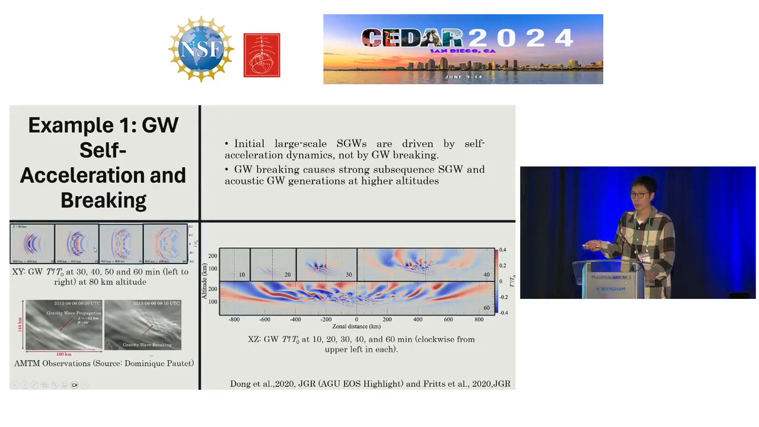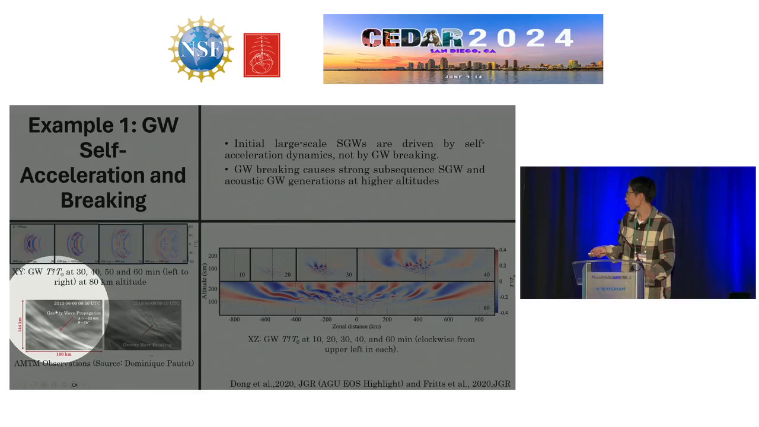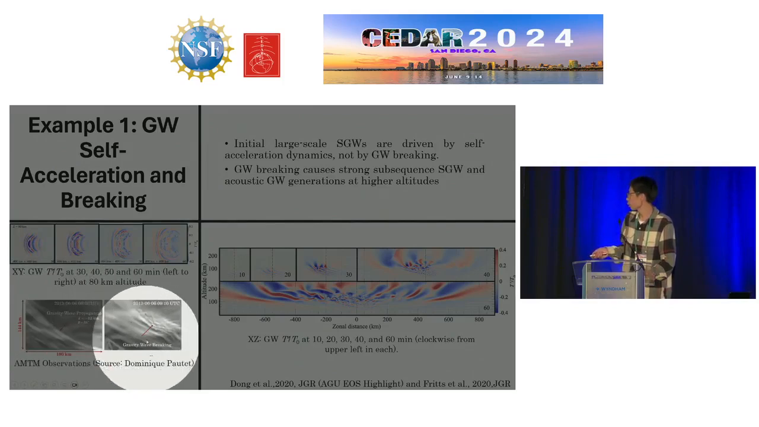Actually, we can see the evidence from the observations. So here are some observations. We can see in this figure there are some linear wave structures, clear wave structures, and here when gravity wave breaking, there are some wave structures and some smaller scale dynamics. So this is the evidence for the gravity wave breaking and self-acceleration.